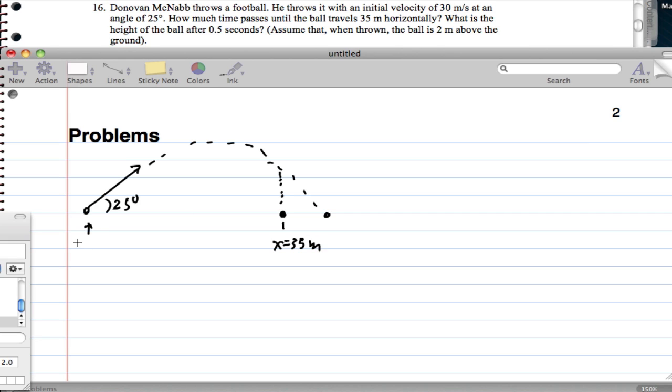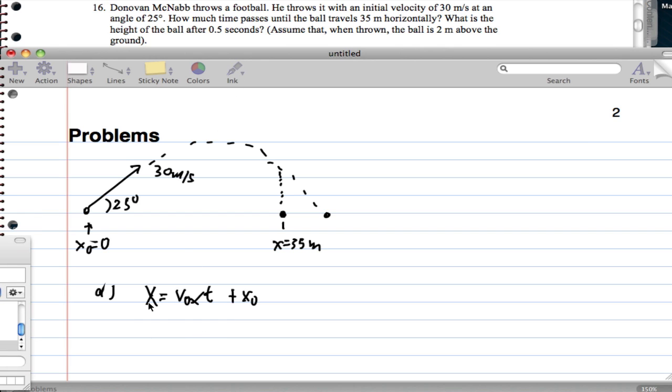And we start off from x naught equals 0. Our initial speed is 30 meters per second. So let's go ahead and solve for what they want us to. First, we want to know how much time passes before the ball goes 35 meters. So that's going to be x equals v naught x t plus x naught. I want to make sure that people are clear on this. 35 equals v naught x times t plus x naught, which is 0.